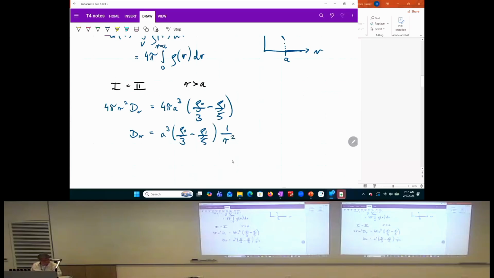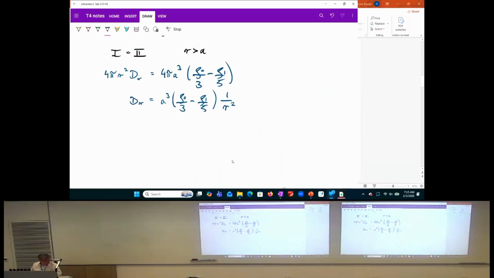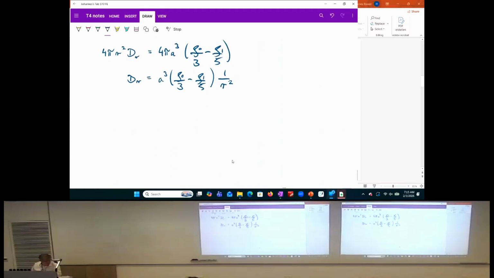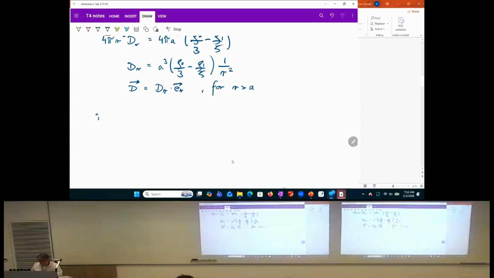So that is just what you expect from some charge which is centered in a spherical coordinate system. You have the decay of the E field and of the D field, which is by magnitude proportional to 1 over R square. So you have your D field being D_r times the R unit vector for R larger than A. So two scenarios, or not two scenarios, two regions.